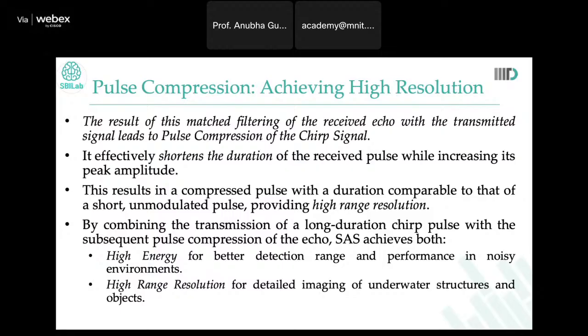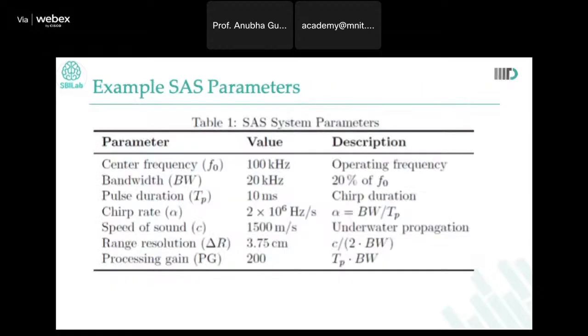By combining the transmission of a long duration chirp pulse with the subsequent pulse compression of the echo, SAS achieves both high energy for better detection range and performance in noisy environments, and high range resolution for detailed imaging of underwater structures and objects. So example SAS parameters are these. Center frequency f0 is the operating frequency. We said that bandwidth, remember, could be 10 to 15% of your center frequency.